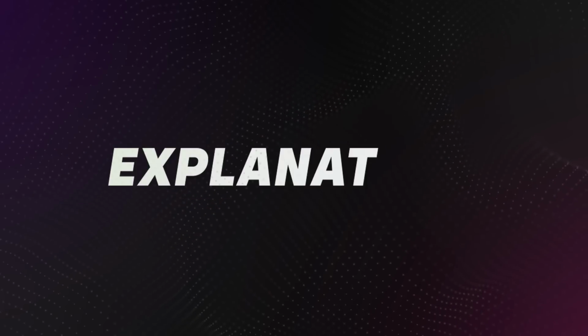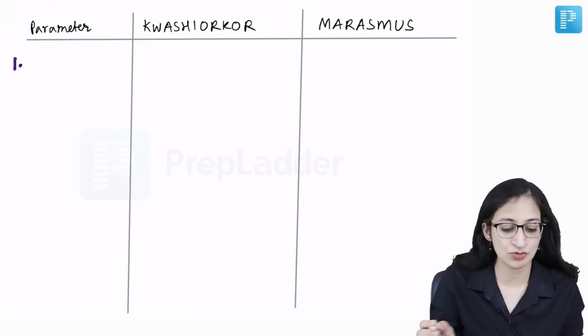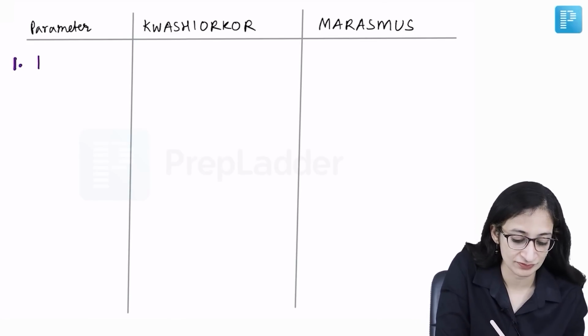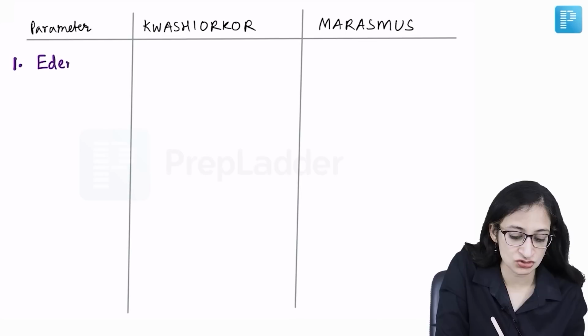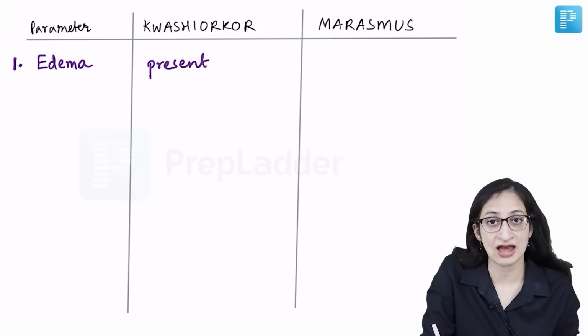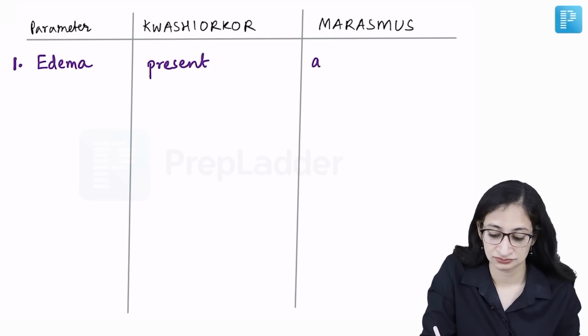Kwashiorkor. Here's the explanation. So one very important difference that we've already mentioned is the edema. So in Kwashiorkor, edema is usually present, while in marasmus, edema is usually absent. Okay. What else?